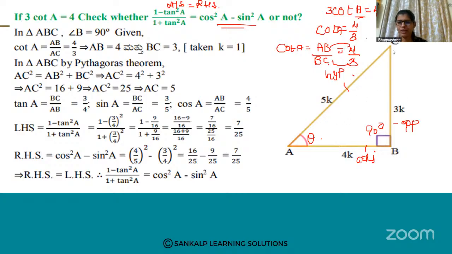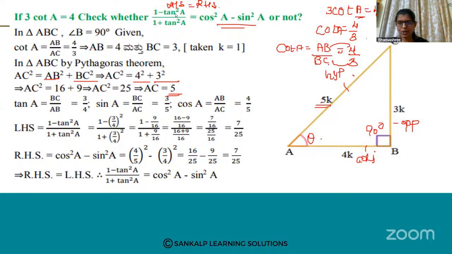Again, we'll find AC value by using Pythagoras theorem. So in triangle ABC, again Pythagoras theorem, AC square is equal to AB square plus BC square. AC square is equal to AB square is 4 square, BC square is 3 square, 16 plus 9, that's equal to 25. Square root of 25 is 5. So AC is 5 now.